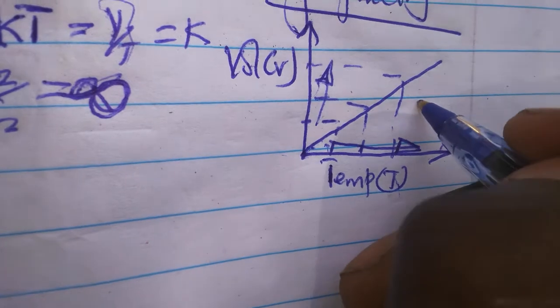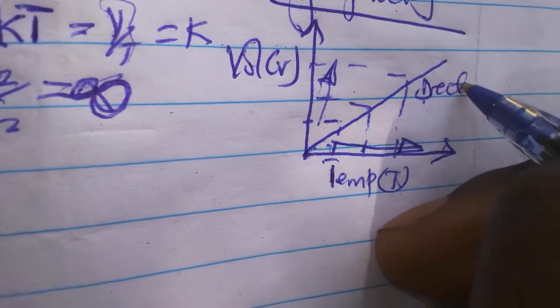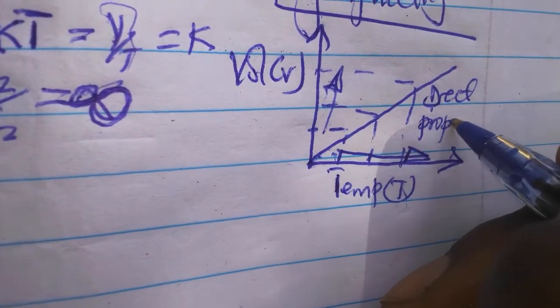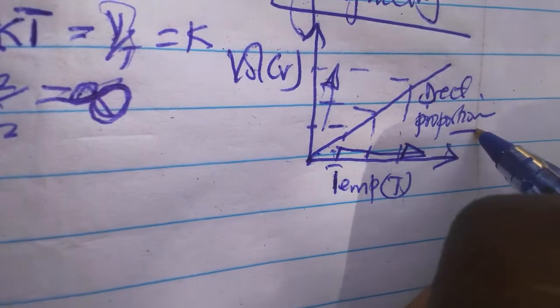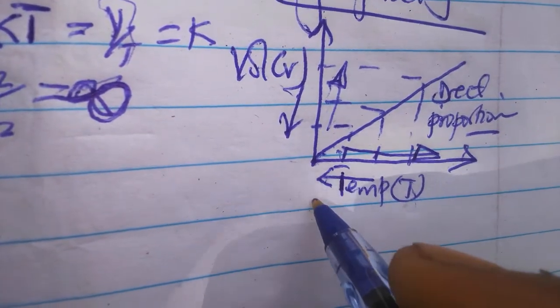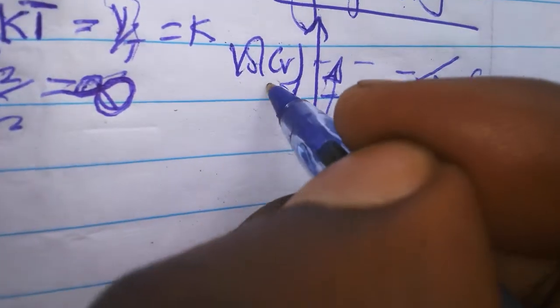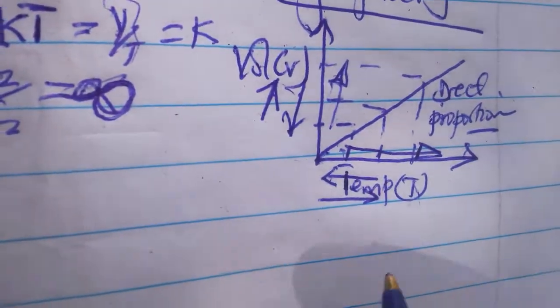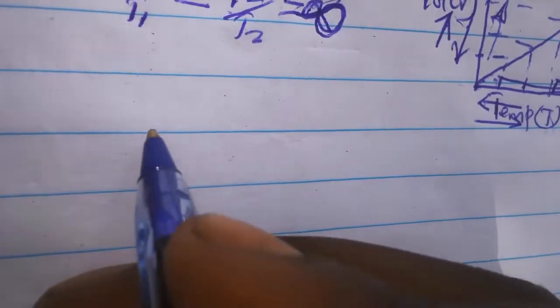So that means there is a direct proportionation, in that when one decreases, the other one decreases. When one increases, the other one also increases. That is all about Charles's law.